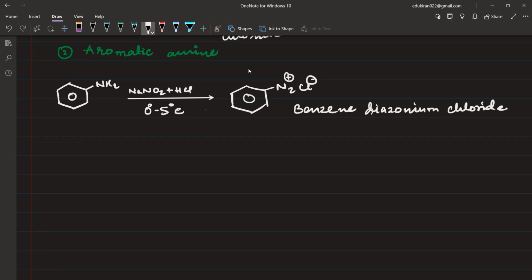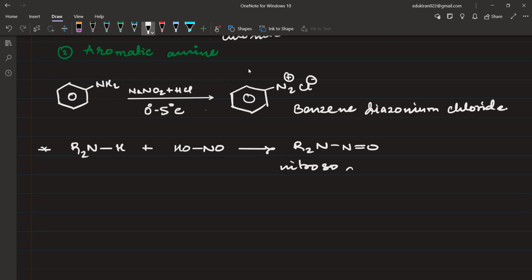Now 2 degree and 3 degree are not in your syllabus, so you write it like this. You have 2 alkyl groups bonded to nitrogen with 1 hydrogen. It reacts with HONO to give water, and it forms R2N as it is. Now this N is singly bonded to the nitrogen, which is doubly bonded to oxygen. This is known as nitrosoamine. And this water molecule leaves like this, so you will get plus H2O.